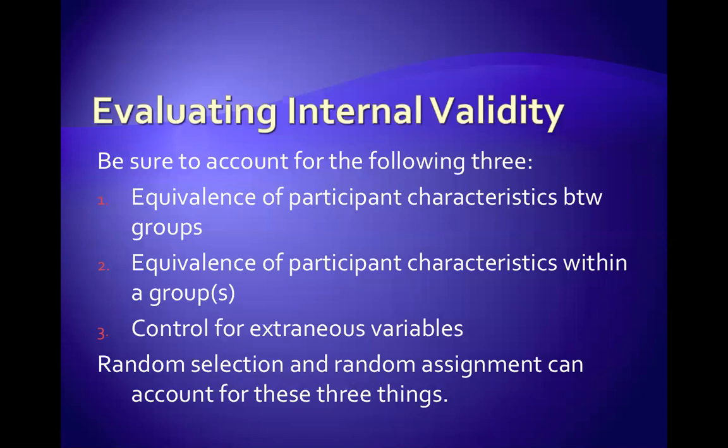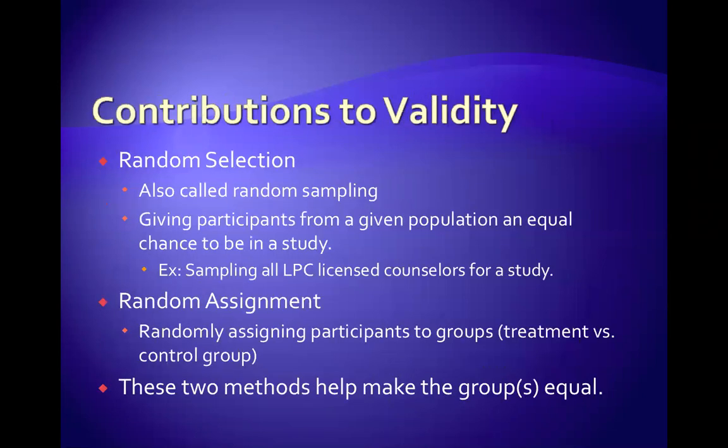Now, when we get into selection processes for participants, I'm going to note random selection and random assignment of group. If you can randomly select participants for your study, and then randomly assign those participants to, let's say, one of the 3 groups that you're running, that is going to account for all 3 of these things to the greatest extent that you possibly can. So there's that. And that's the contributions to validity.